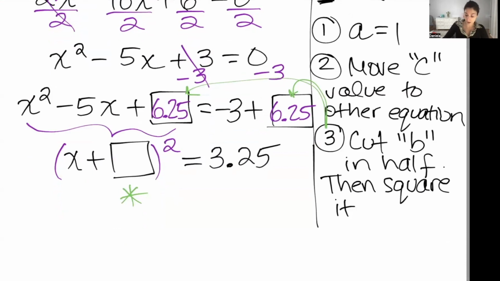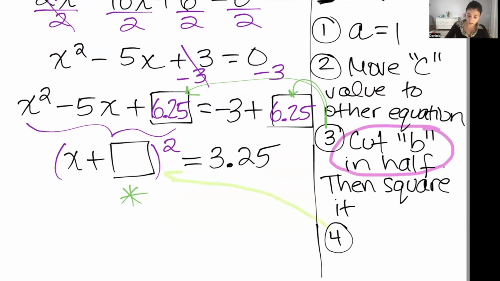So now we have to figure out what goes in that box. So it's nice and easy to remember. It's actually just going to be the first step of step 3. So remember when we cut B in half, that's what goes in that box. Okay, so in here, that is going to be half of B.